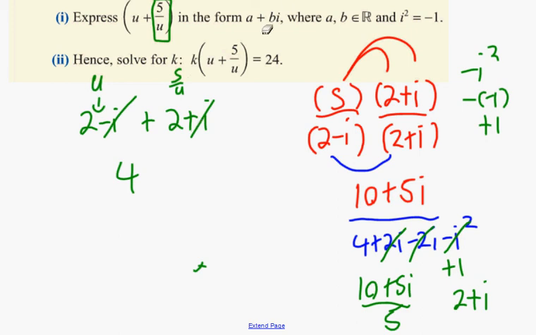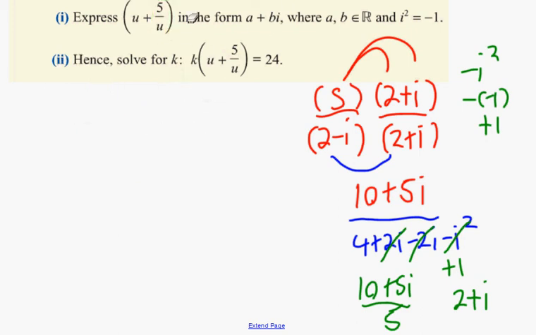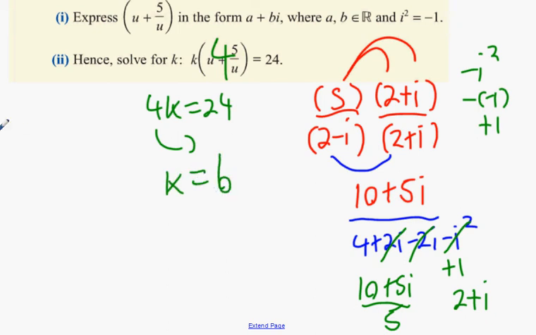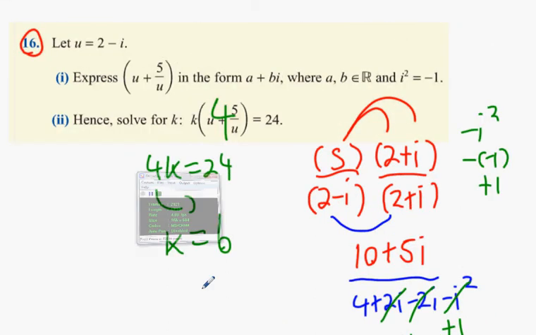Okay, so what happens next, guys, is this here is 4. So what, k times 4? 4k equals 24, divided by 4, k equals 6. Okay, so look guys, that's 15 and 16.